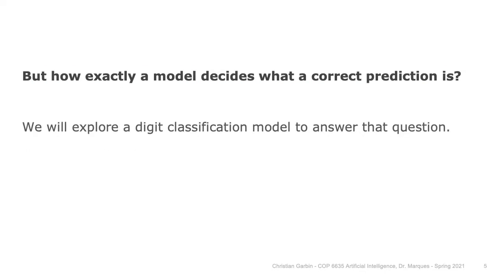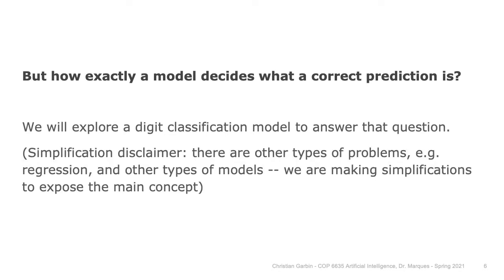We're going to use a digit classification model to answer that question. Before we go over the example, a disclaimer about simplifications that we're making here. There are other types of problems. For example, there are regression problems. There are other types of models. We're going to use a neural network model here, but there are other types. So the idea is to concentrate on the concepts and not so much on the actual implementation.